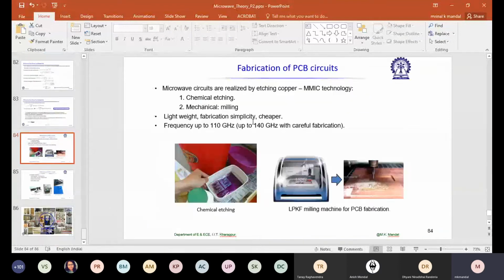Well, now we'll move to the last part, on printed circuit board based circuits. This is just a brief discussion of how we fabricate the structure in printed circuit board technology, and why it is so popular. First of all, why popular? Because we can design and fabricate it very easily by using a cheap method. So what are the typical methods? Chemical etching and mechanical etching.